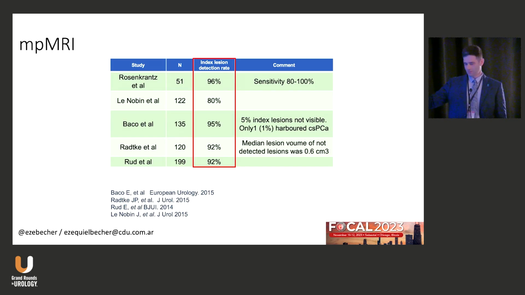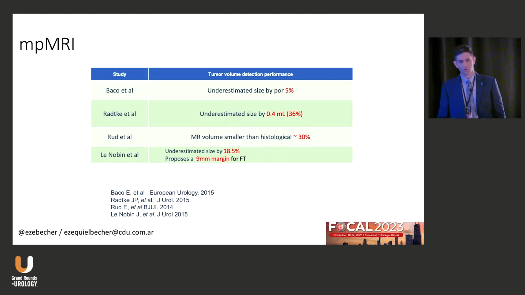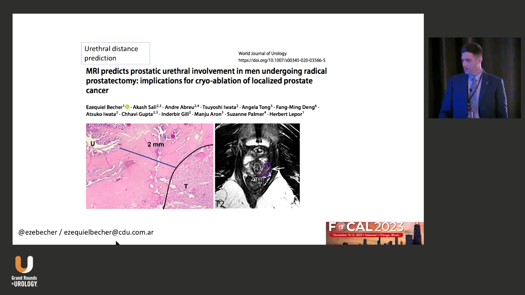We had excellent talks in the morning, but just noting that MRI is very good at detecting where the index lesion is, not so much at detecting the size and the extent of the lesion. So, as we've talked all morning, MRI has its own limitations. But MRI can be good to tell us other implications for focal therapy.